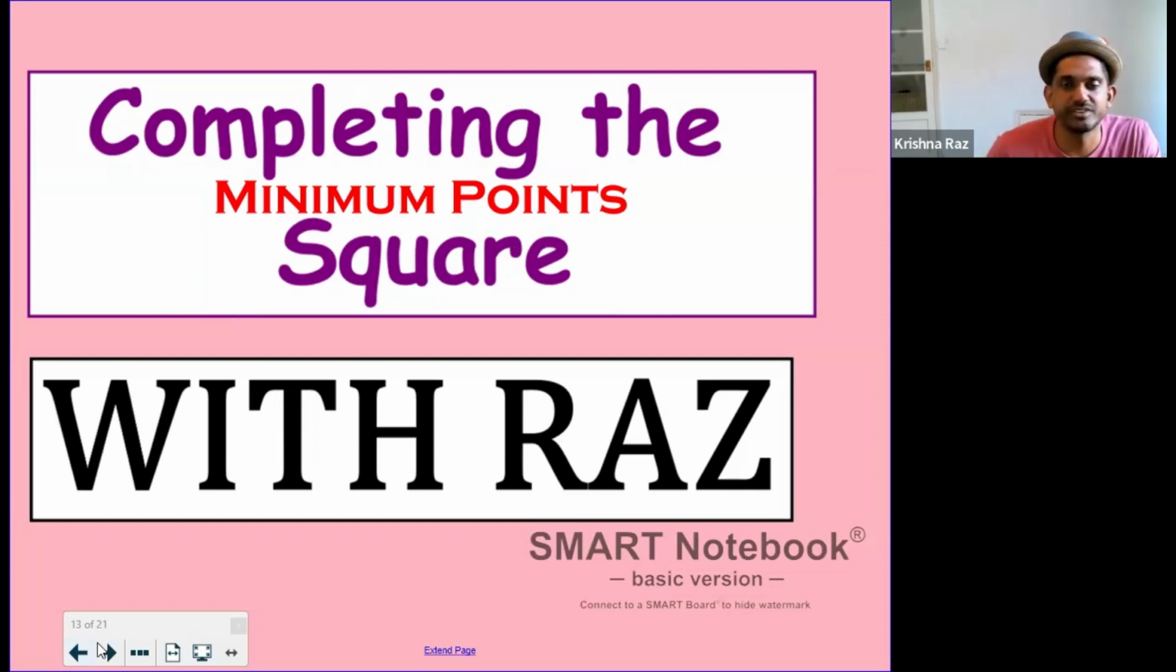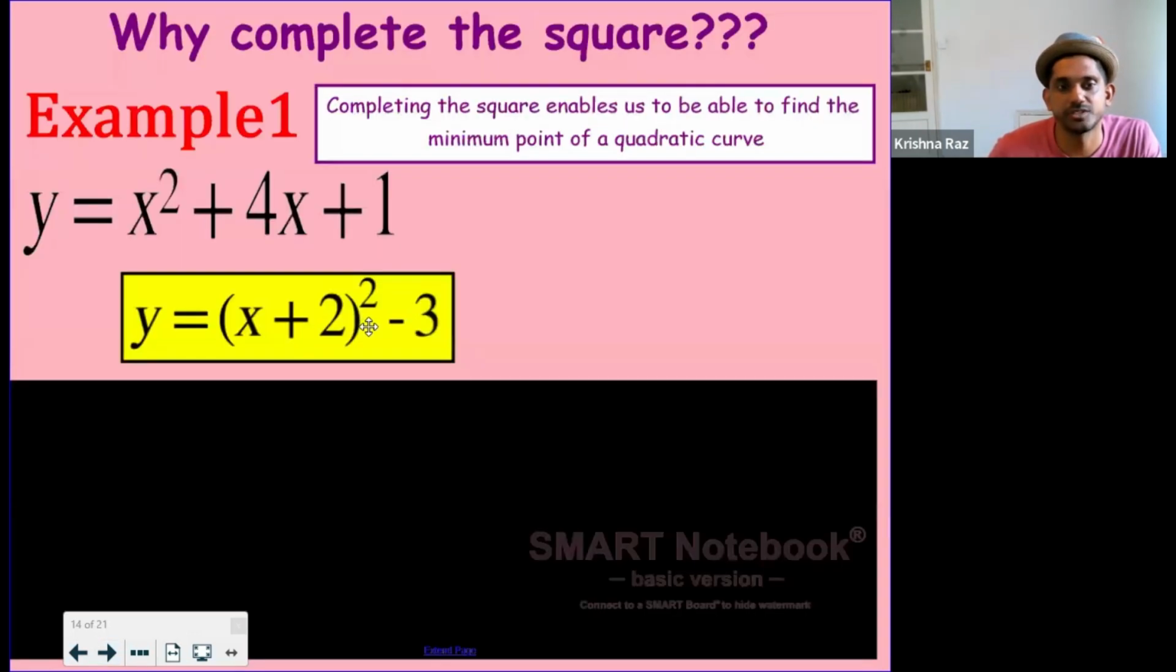So from the previous video, we saw how to complete the square. So something of the form y equals x squared plus 4x plus 1 would become (x plus 2) squared take away 3. So from here, we can see what the minimum point is.